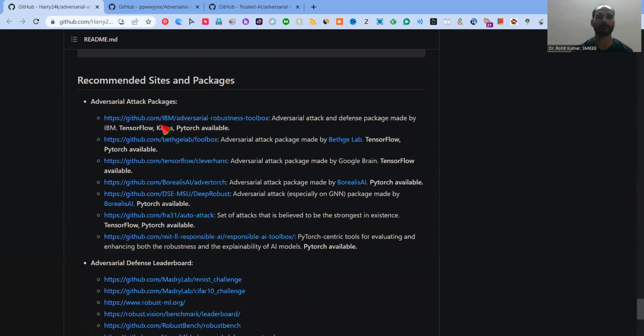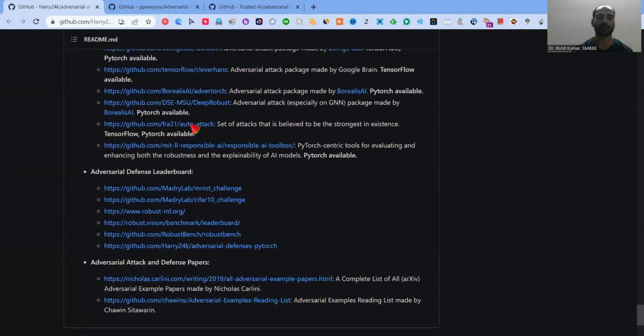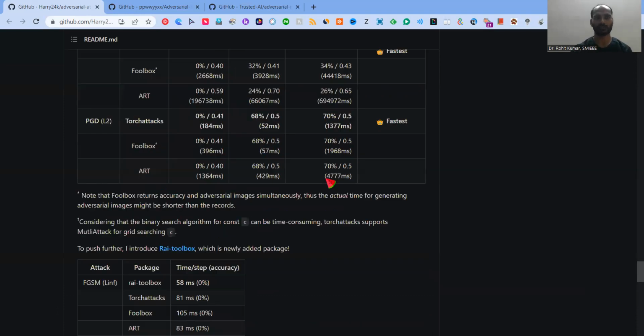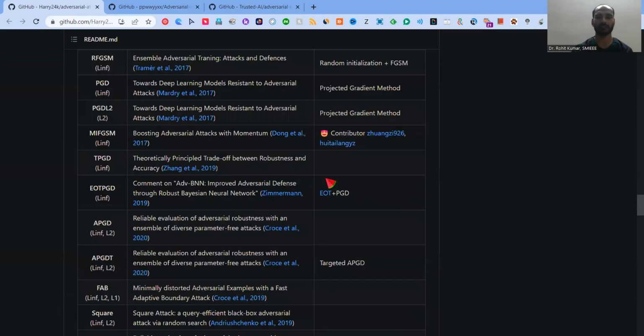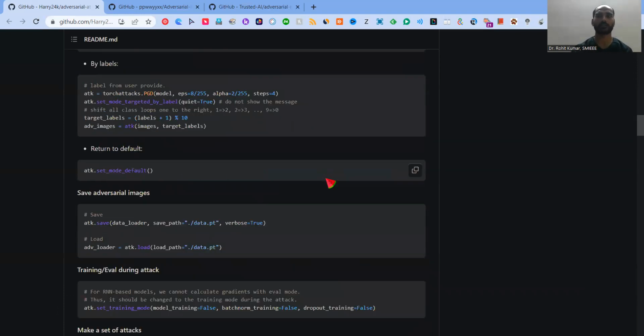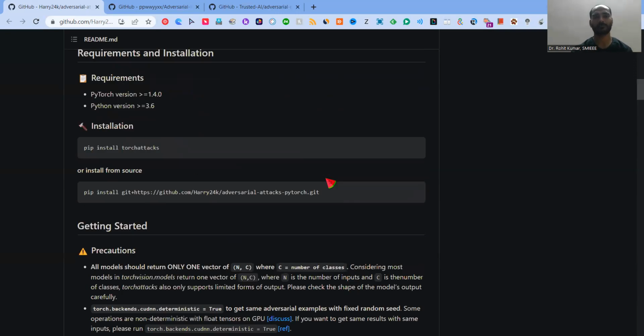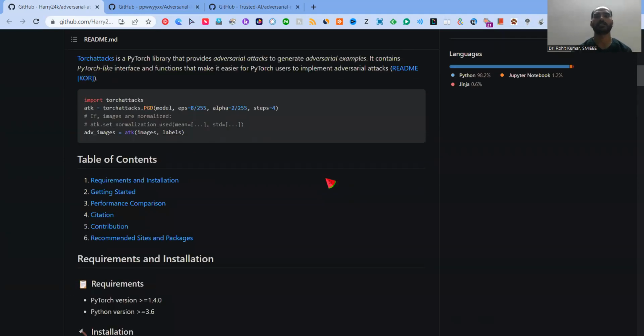And they have given some recommended sites and package information also, including the adversarial attack packages and the defense report and the defense papers. So I think a very good coverage of adversarial attacks is being given over here, including the hands-on, the papers, the leaderboards. Additionally, the frameworks and the libraries, everything is going to be covered over here. And most of all, they have given step-by-step information just to start with the basic hands-on. So that's all with this particular library.